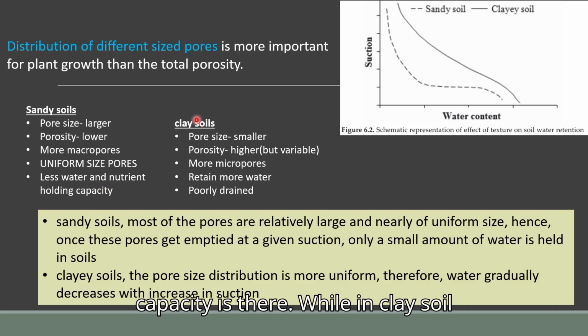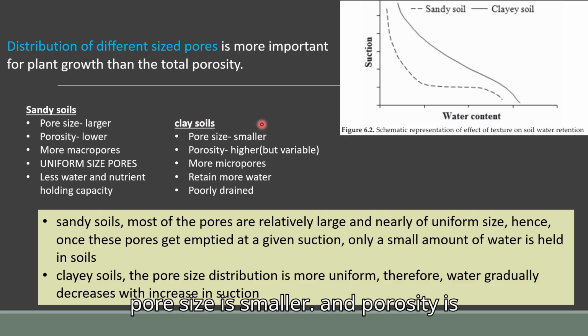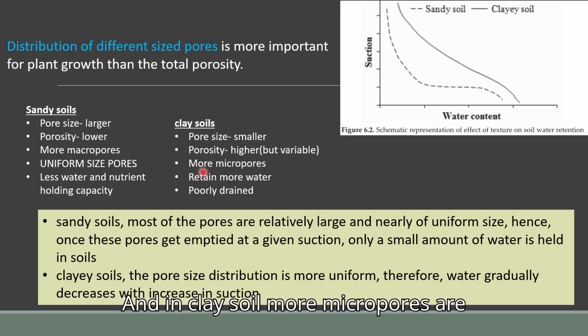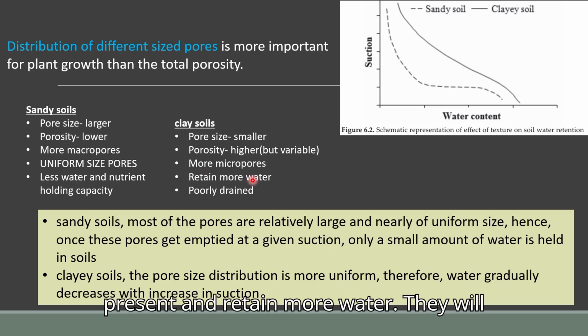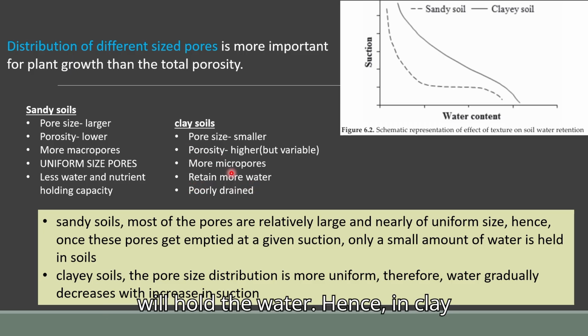While in clay soil, pore size is smaller and porosity is higher, but variable porosity is there. And in clay soil, more micropores are present and they retain more water. They will not allow the movement of water. They will hold the water. Hence, in clay soil, the water movement will be restricted. They are poorly drained. Hence, you can see that along with total porosity, the distribution of pore size is important.